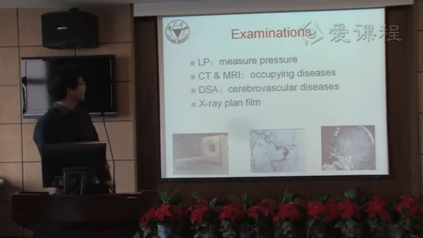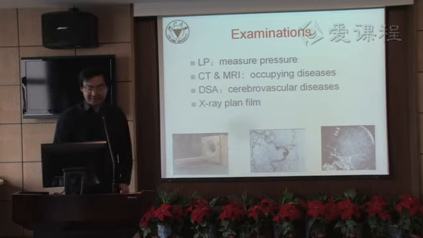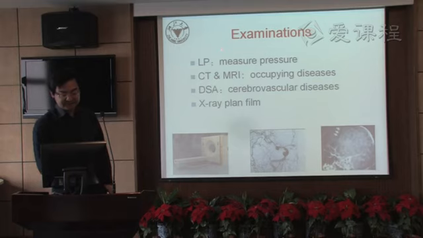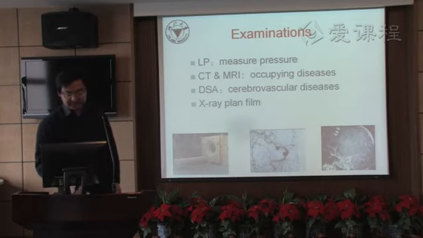DSA can find the cerebral vascular disease. And the last one is X-ray plain film, which is less used in clinic. So examination of intracranial hypertension depends on LP, CT and MR scan, and DSA. So these methods can help us to find and to differentiate the diagnosis of the intracranial hypertension.